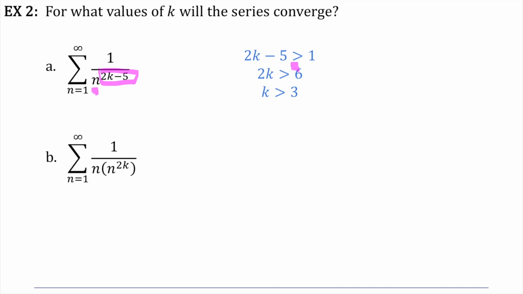B. Well, it doesn't look like a p-series right now, but if we go ahead and multiply that n through, then we get 1 over n to the 2k plus 1. Now, if we want it to converge, that 2k plus 1 has to be greater than 1. So anytime k is greater than 0, we have a convergent series.